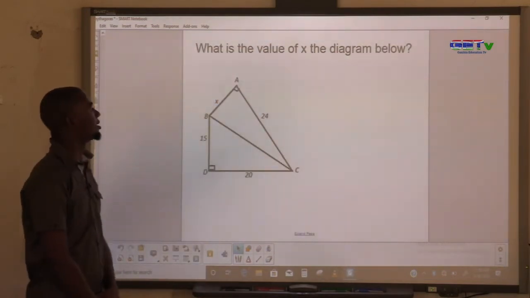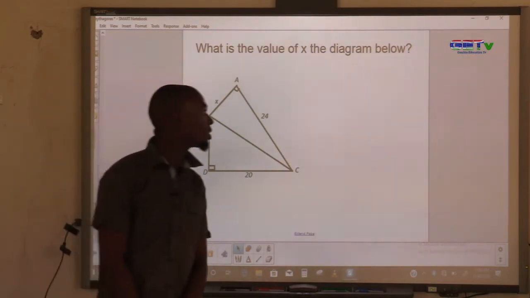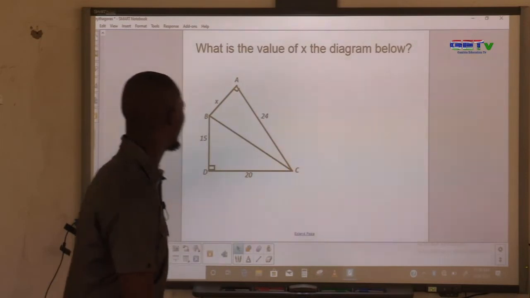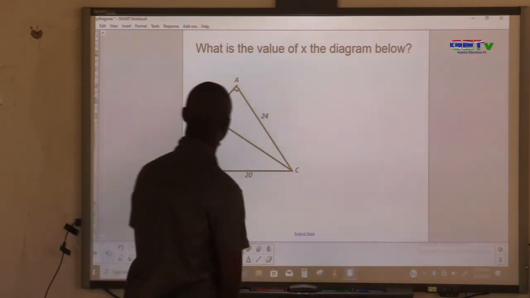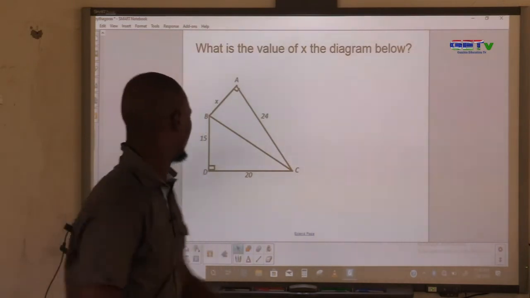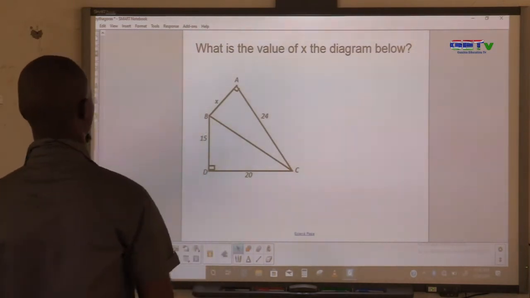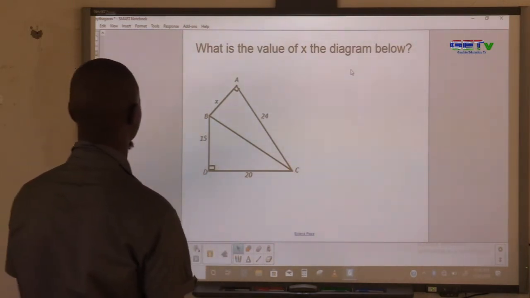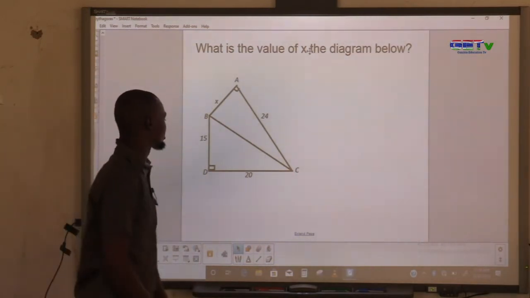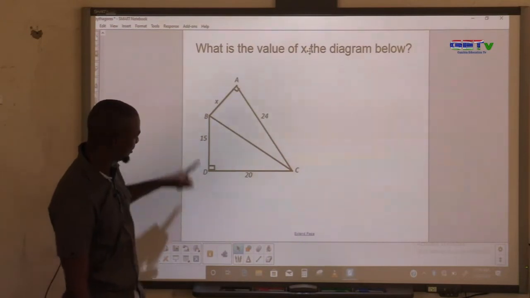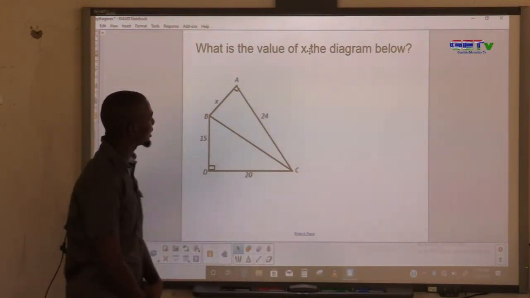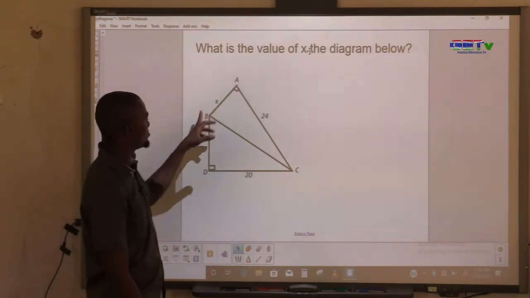All right, there is another one. What is the value of x in the diagram below? How many right angle triangles? We have two right angle triangles. BDC is a right angle triangle. The other right angle triangle is ABC.